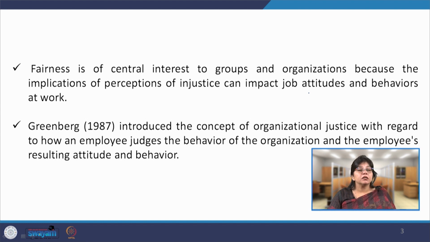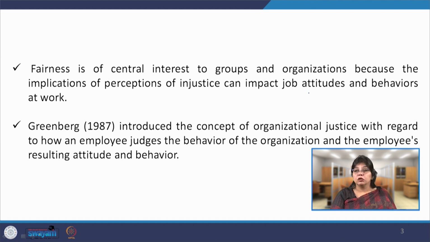Greenberg was the first person to coin this term organizational justice with regard to how an employee judges the behavior of the organization and the employee's resulting attitude and behavior. It talks about equity, how much effort has been invested to complete the task, and in exchange how much reward a person has received in proportion to the efforts, that is perceived as fairness.